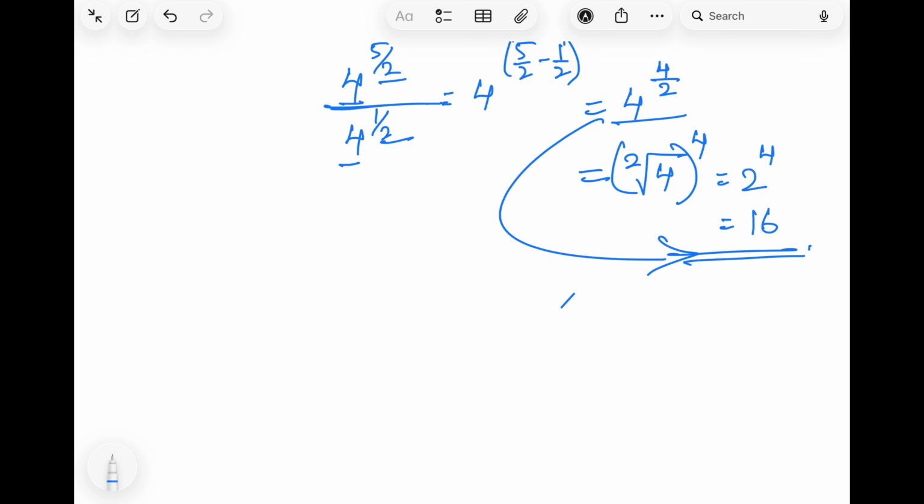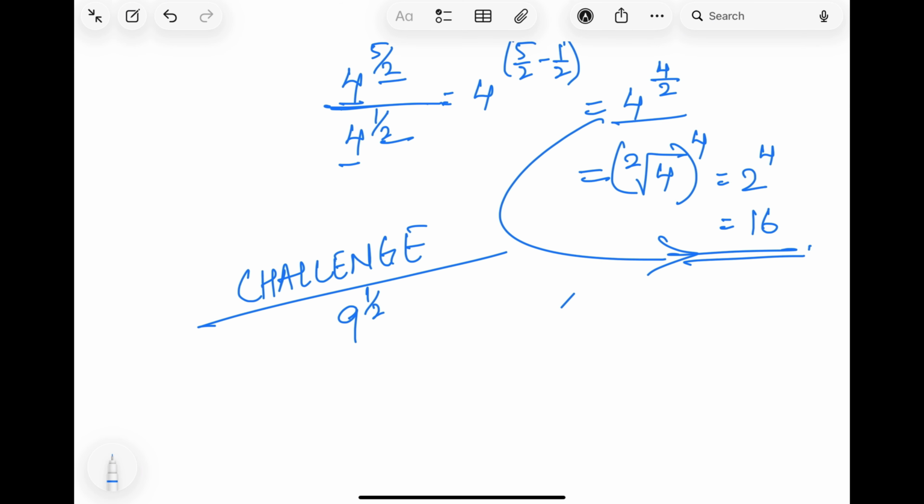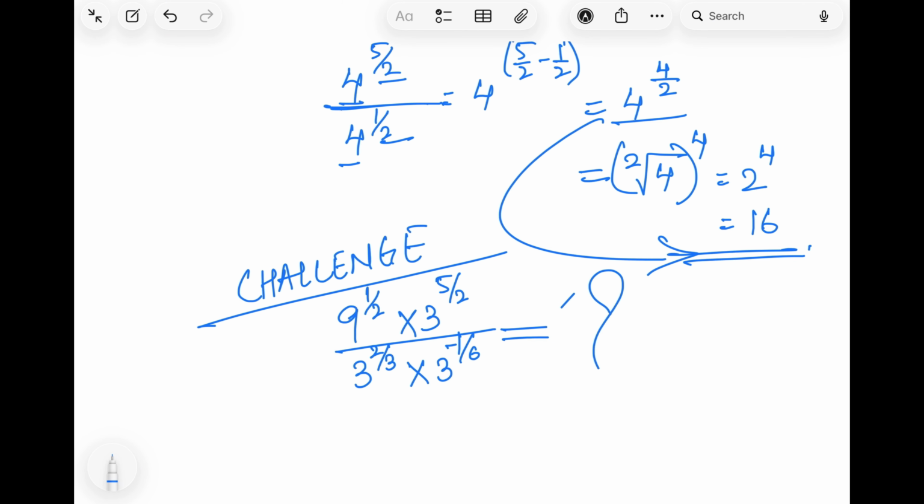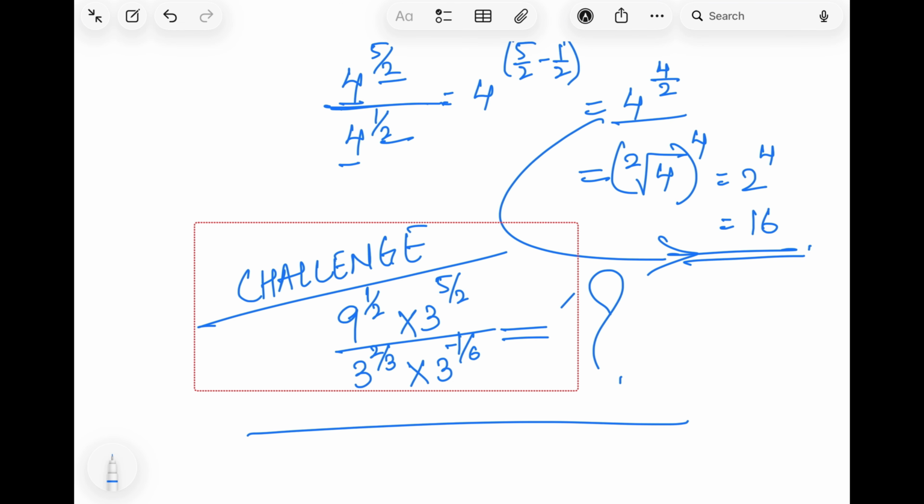So that's it for today. I'll just give you a challenge question. Just solve it and give me the answer below. This has, I think, many laws in it. Just try it out if you can. I will upload the answer in the comments. I will check the answers of those who comment them down. So please find the answer for this and do comment below.